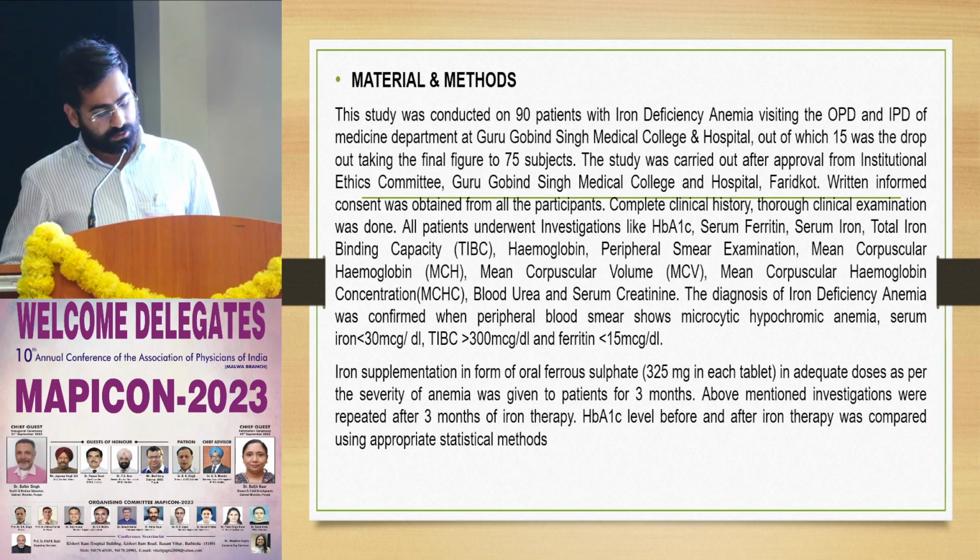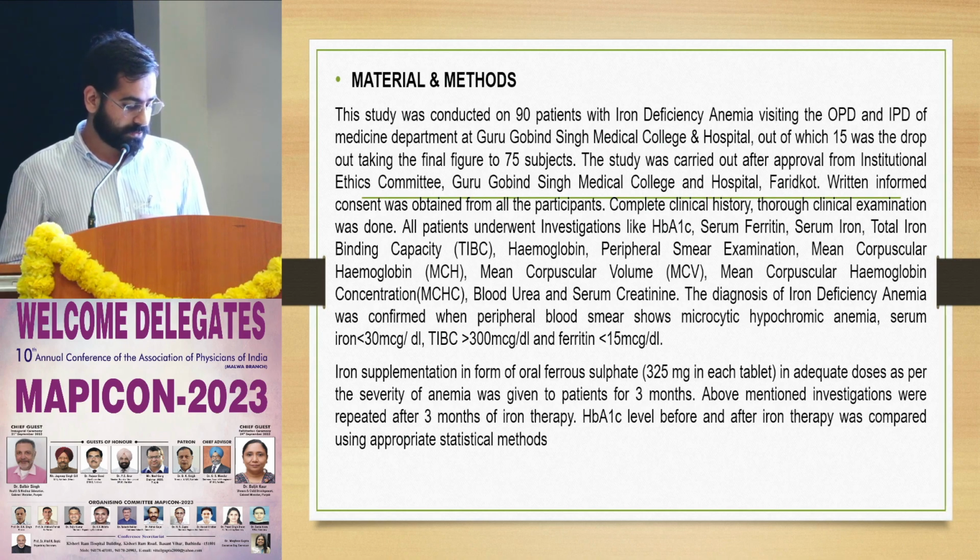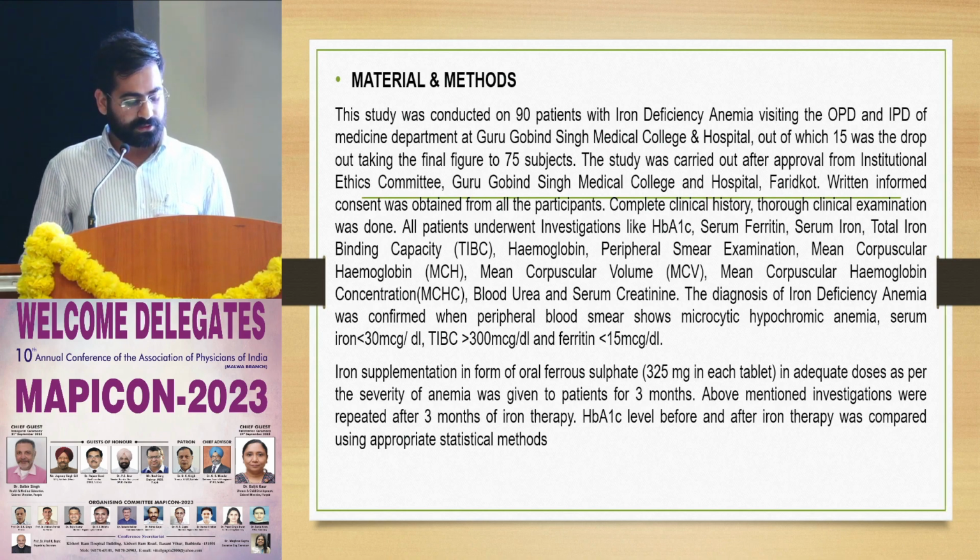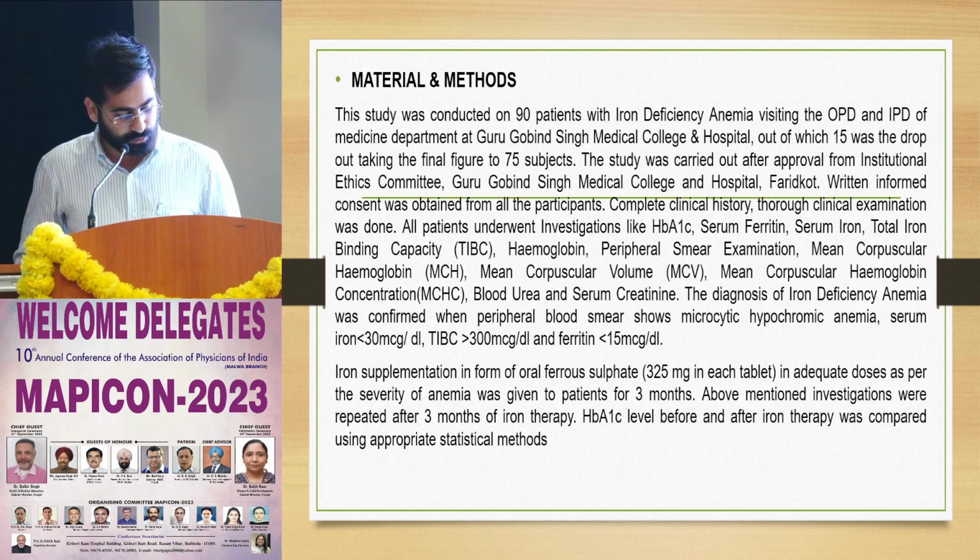All the patients underwent investigations like HbA1c, serum ferritin, serum iron, total iron binding capacity, hemoglobin, peripheral smear examination, mean corpuscular hemoglobin, mean corpuscular volume, and mean corpuscular hemoglobin concentration, blood urea, and serum creatinine. The diagnosis of iron deficiency anemia was confirmed when the peripheral blood smear showed microcytic hypochromic anemia and serum iron less than 30 microgram per deciliter, and total iron binding capacity more than 300 microgram per deciliter, and ferritin less than 15 microgram per deciliter.